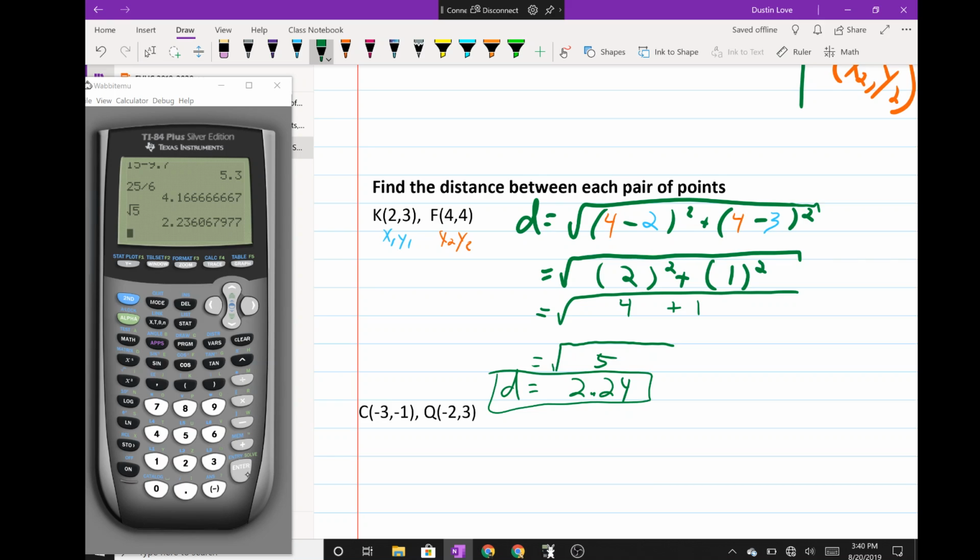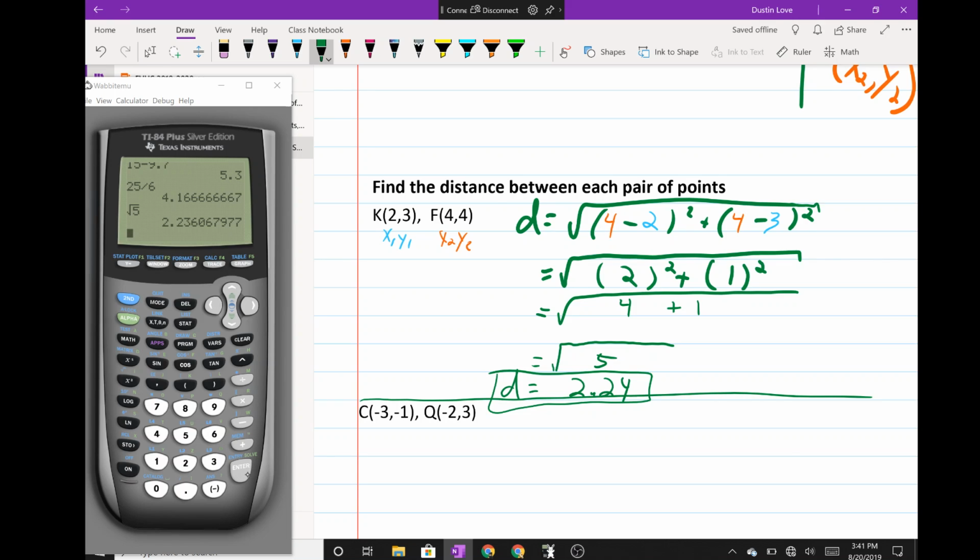Wait, can you explain where we got our numbers? Where's 4 again? Oh, never mind, I get it. Wait. X1, Y1, X2, Y2. Yeah, that's why I was trying to color code them so it's easier to see. Okay.